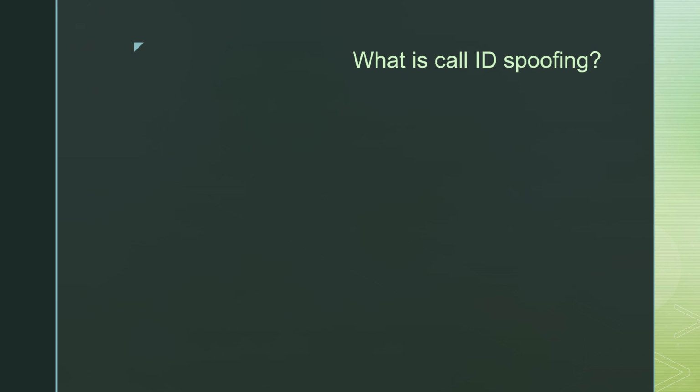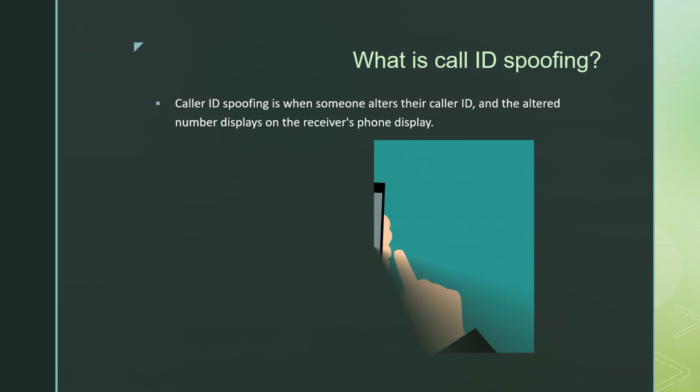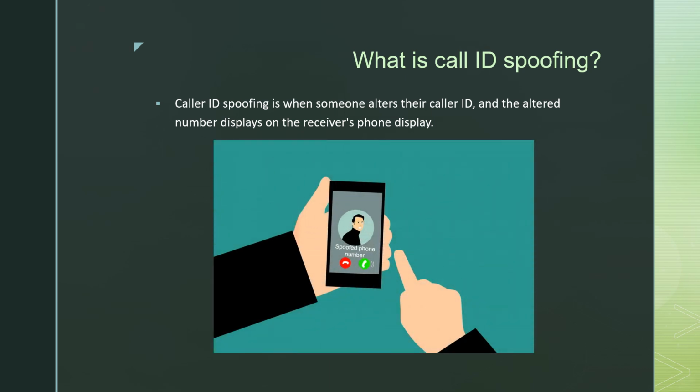What is caller ID spoofing? Simply put, caller ID spoofing is altering the caller ID sent out when making a call, and the person receiving the call will see the altered number displayed on their phone. As you can see in the diagram, the incoming call shows the altered number displayed, and it's very difficult to identify if the incoming call has been spoofed.